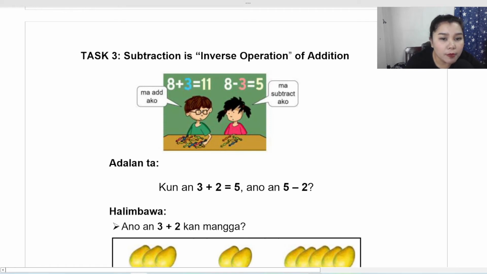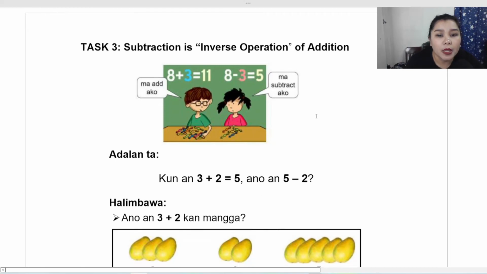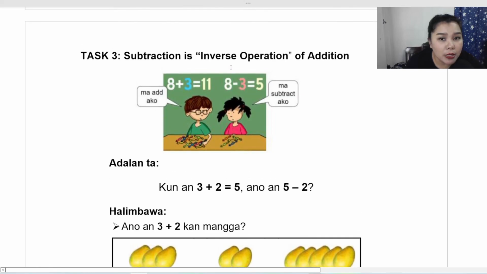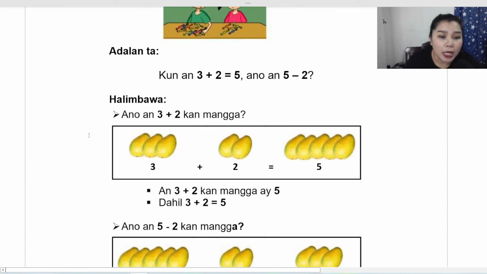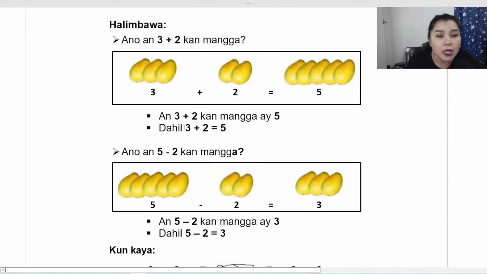So, ito, 8 plus 3 equals 11. 8 minus 3 equals 5. So, paano yan magiging ganito ba ang ibig sabihin ng inverse operation? So, let's see. So, adalan ta, kung ang 3 plus 2 equals 5, ano ang 5 minus 2? Okay, halimbawa, ano ang 3 plus 2 kan mangga? So, we have 3 mangoes plus 2 mangoes equals 5. So, 1, 2, 3, 4, 5. So, ang 3 plus 2 kan mangga, 5.